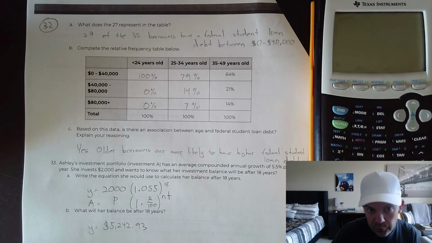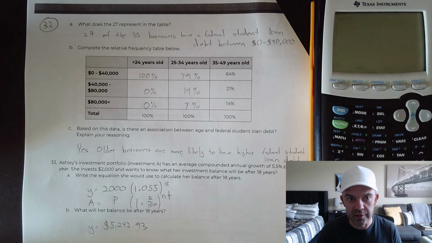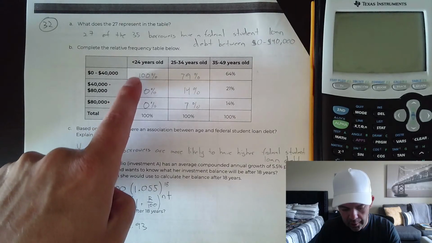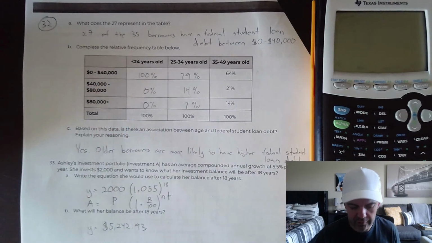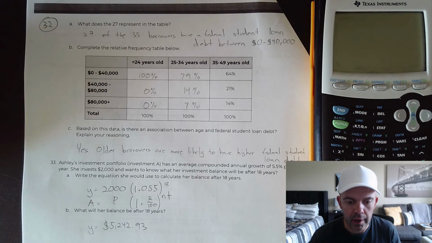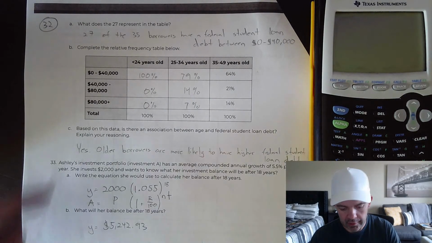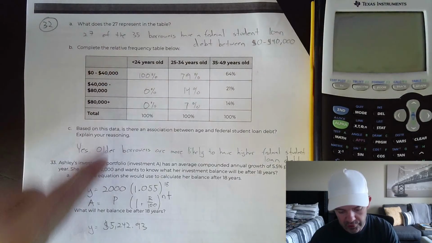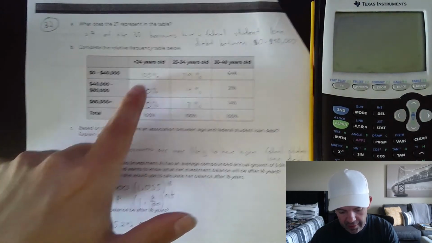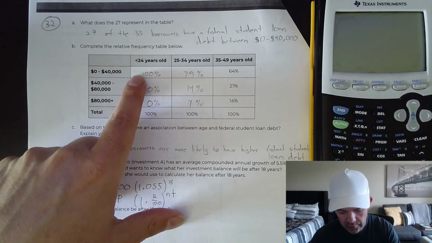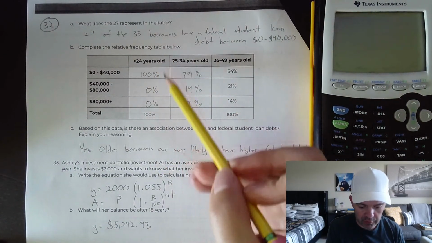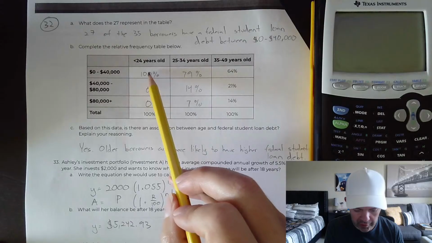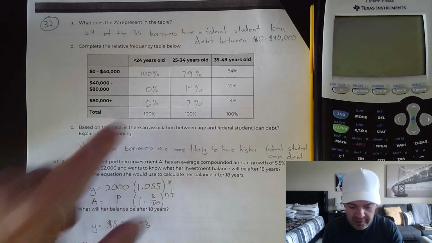It's saying complete the frequency table below. So in other words, what's the percent chance of everything happening? Like, what's your percent chance of being less than 24 years old and having debt from $0 to $40,000? Just for this one right here, everyone in the sample that was under 24 years old, all 7 of them had a debt from $0 to $40,000. So in other words, if you're less than 24 years old, there's a 100% chance that you're going to have a debt from 0 to 40. That's basically how you calculate all of these.